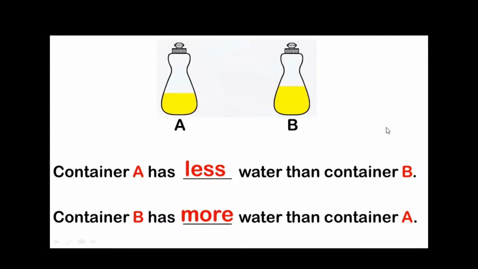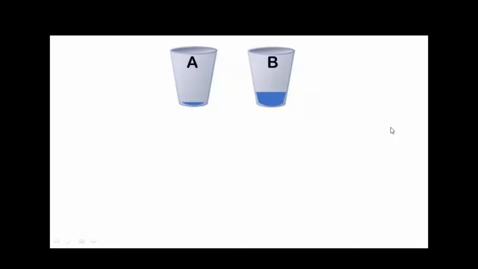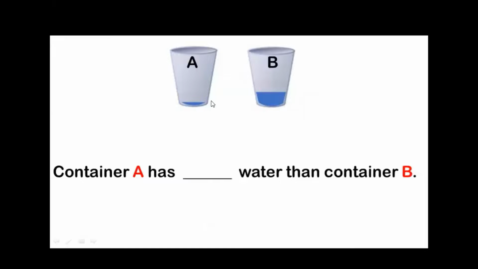Next, let's have Itipat. Look at container A. Container A has, okay, you read it and answer. Container A has less water than container B. Very good. Okay, everybody, let's read: container A has less water than container B.